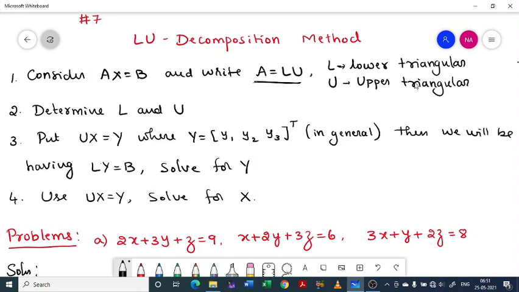So what is the necessity of having this method? It is not difficult, but it is lengthy. How lengthy is this? Solving one problem using the LU decomposition method is almost equivalent to solving almost 2.5 problems using the Gauss elimination method or Gauss-Jordan elimination method.